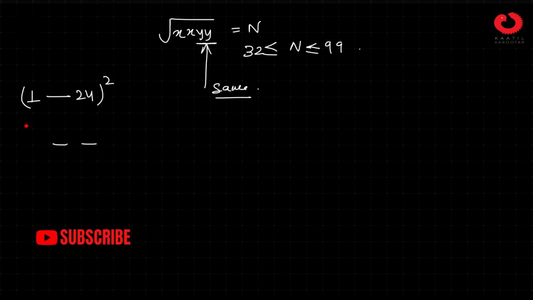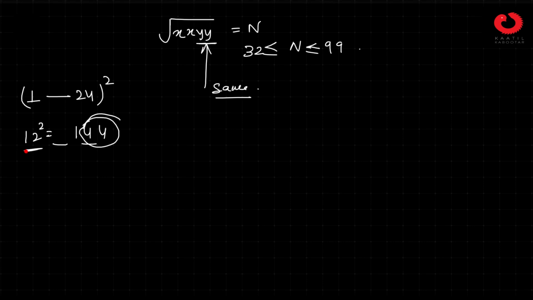And then you will see that only 12 square is 144, meaning the last 2 digits of this number are the same. So it means that this particular number has to do something with 12, and it will be near a multiple of 50. So in the range of 32 to 99, what are the multiples of 50? You have only 50. Okay, so this number has to do something with 12.